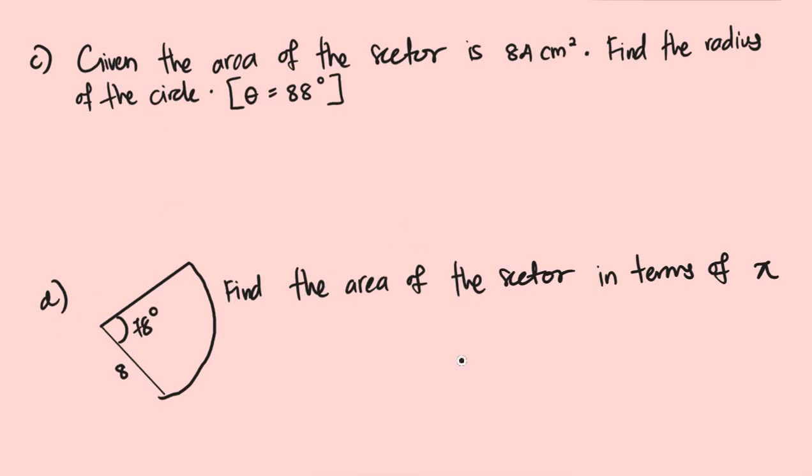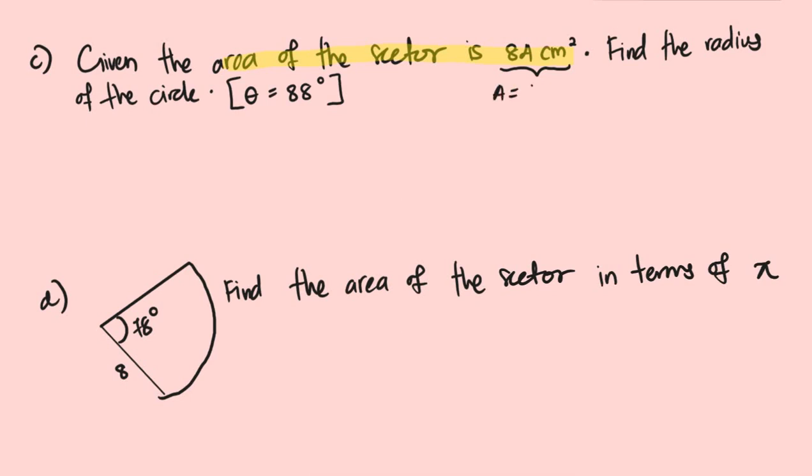So for question C, they said, given that the area of the sector is 84. So in here, they already tell me that the area of the sector is 84, all right? Now find the radius of the circle. So what they ask me to find is the radius. So the moment they tell me the area is 84, I will be wondering how did they get the value of 84? Since they said area of the sector is 84, they would have used this formula.